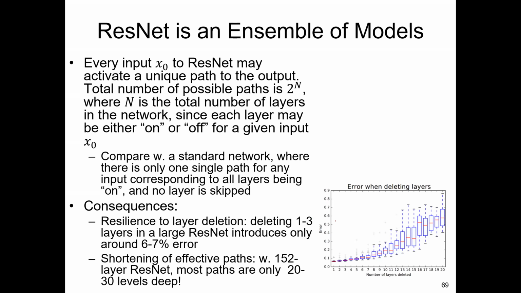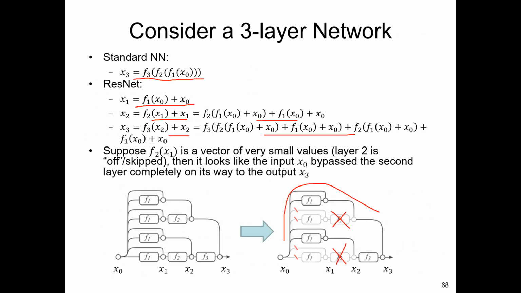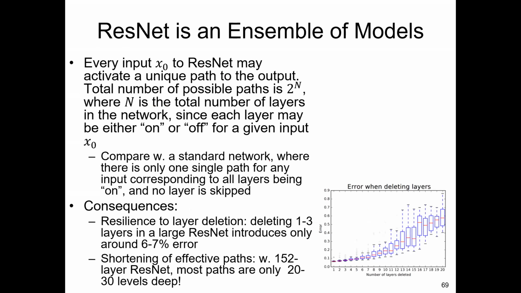Compare this with a standard network, where there's only one single path for any input, corresponding to all layers being on and no layer skipped. By on, I mean the layer is not skipped. By off, I mean the layer has such small output that it is essentially skipped.